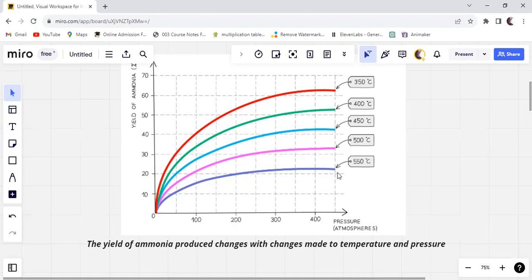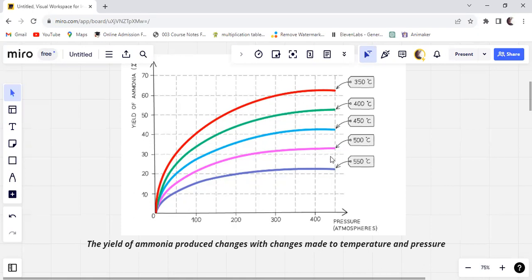You can see that whenever we are decreasing the temperature, over here it is 550, the yield of ammonia production is roughly between 20 to 25 percent. So you can see at 550 degrees Celsius, where the temperature is very high, the yield of ammonia is approximately between 20 to 25.